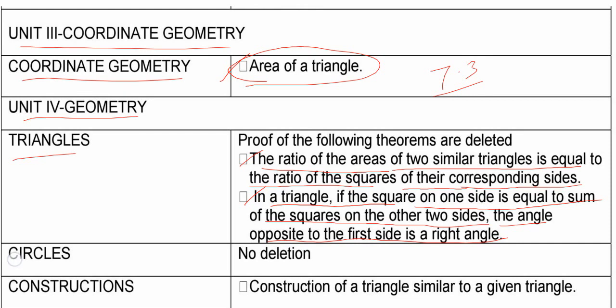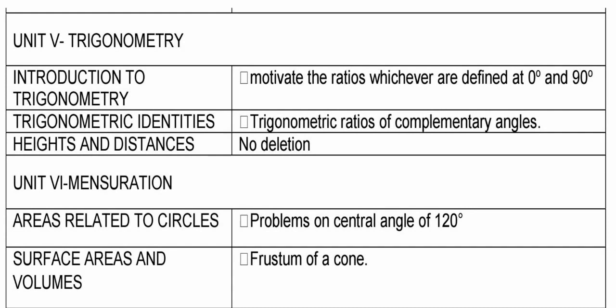Please note down. Circles. In circles there is no deletion. Constructions. Construction of a triangle similar to a given triangle. This topic is deleted. Please note down the topics deleted. Let's see next. Next unit, trigonometry. Introduction to trigonometry. The ratios defined at 0 degrees and 90 degrees are deleted. Trigonometric identities. Trigonometric ratios of complementary angles. The complementary angle concept is deleted. Heights and distances, which is nothing but application of trigonometry. There is no deletion.